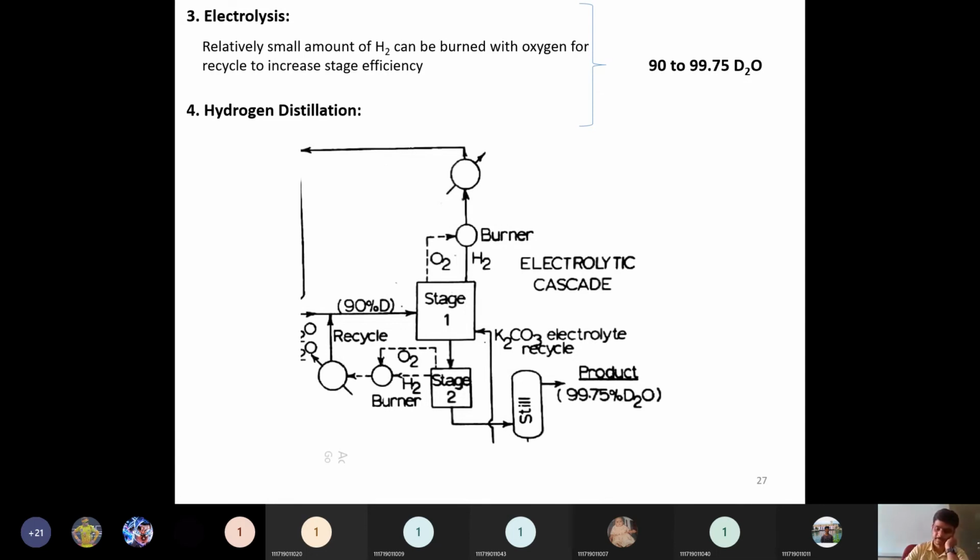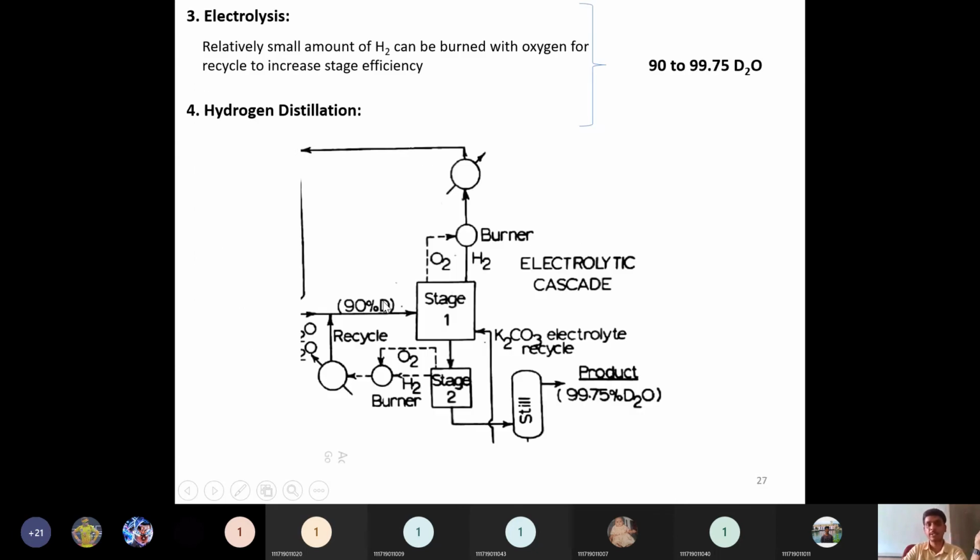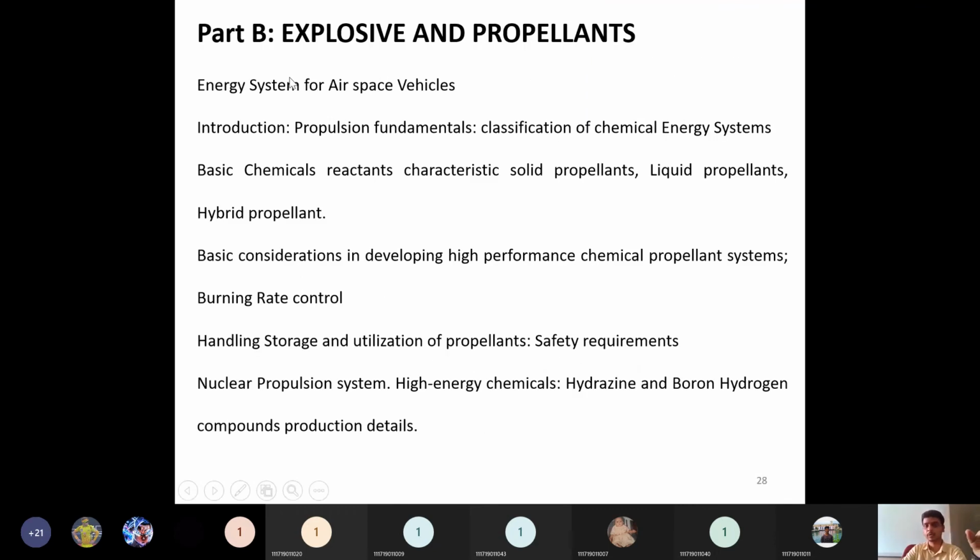Is that clear? Yes, sir. Then next we are going to start from the next class, part B, which is about explosives and propellants. Before going to the next class in part B, I request you to once again revise all these topics. If you have any doubts or come across any difficulties, just try to ask me and clarify, or you can clarify by reading a textbook or notebook, whatever it may be. Before that, try to learn all these topics. Then we can successfully go to part B.